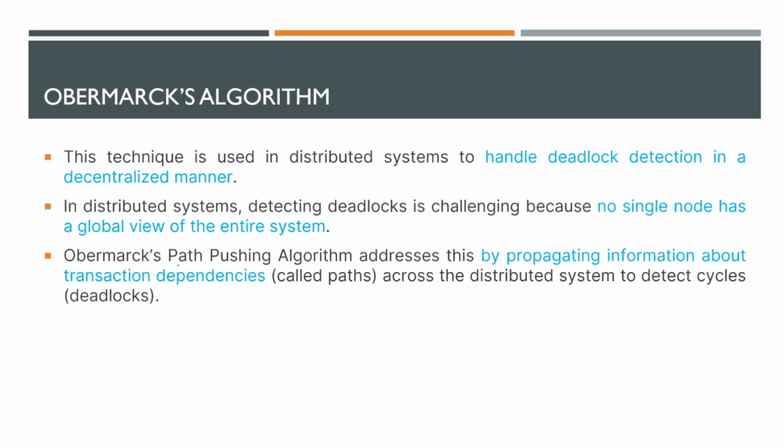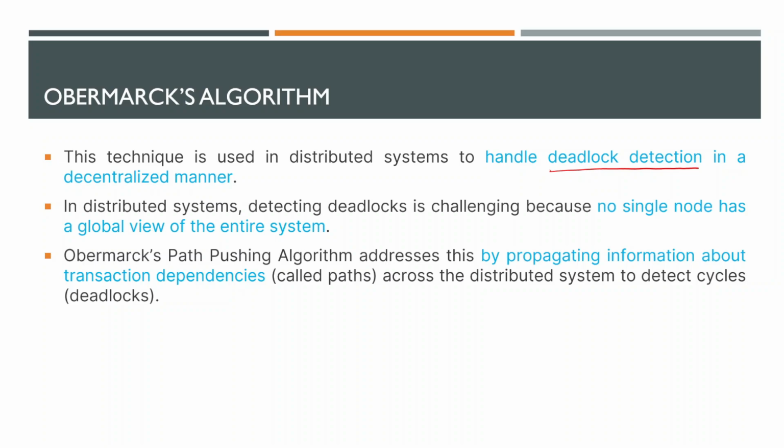Now, let us see one algorithm which is having decentralized approach. This is also known as path pushing algorithm. The name of this algorithm is Obermarck's algorithm. This technique is used in the distributed system to handle deadlock detection. So deadlock recovery is not there in this mechanism or in this algorithm.